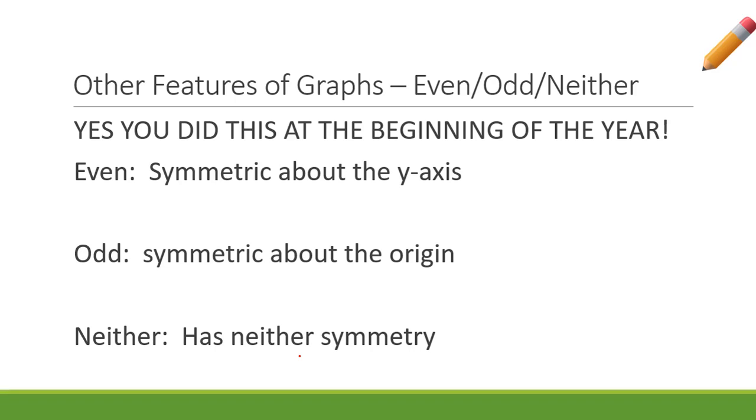Other features of graphs: even, odd, or neither. Yes, you did this already, so this should not be new, but we're reviewing the information. Even means you're symmetric about the y-axis, so that means I can fold it in half. Odd is symmetric about the origin. Now remember how that looked. We folded over y and then over x. So we folded over the x-axis and the y-axis, and that's how we knew that we were an odd function. And then you also have what's known as a neither function, which is just neither symmetry.